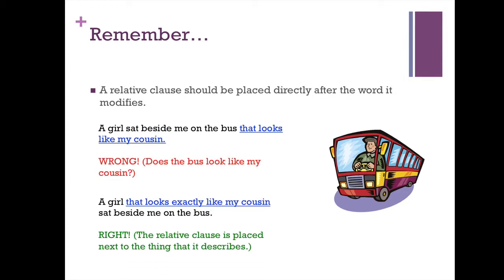What you are trying to say, however, is a girl that looks exactly like my cousin sat beside me on the bus. This is the correct way to write that sentence because the relative clause is placed right next to the thing that it describes, which is girl.